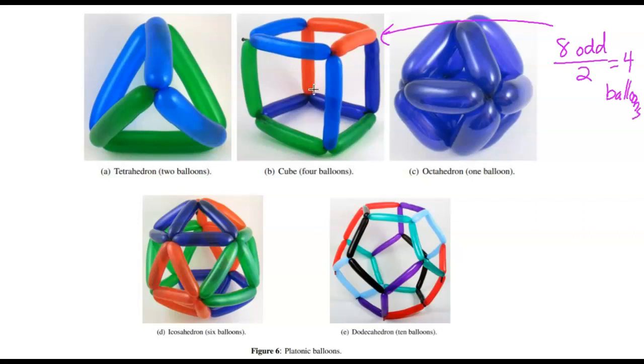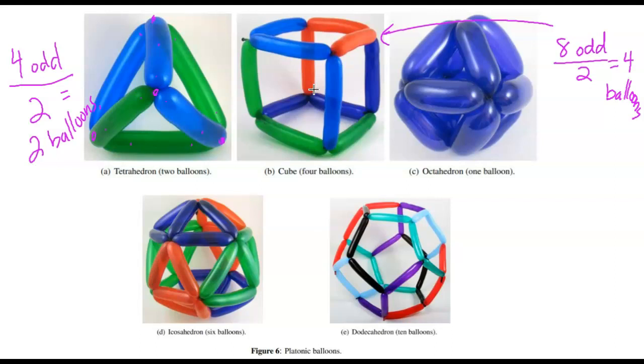Okay, so see how that works? This one has 1, 2, 3, 4 vertices. 1, 2, 3, 1, 2, 3, 1, 2, 3, 1, 2, 3. So there's 4 odd vertices, and we divide it by 2, which means I need 2 balloons. I literally just think this is amazing. Like, you can figure it out mathematically. It kind of blows my mind.